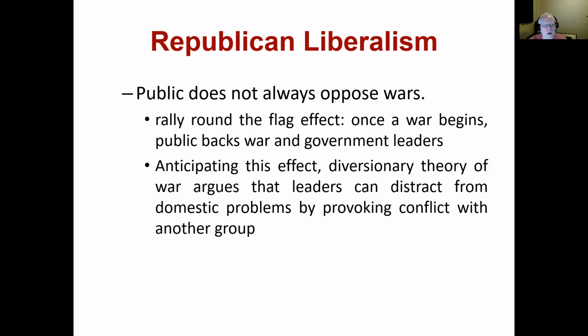Now, one of the arguments within Republican liberalism has often been that wars are less likely in democracies because the public opposes wars, and in democracies they have greater say. Just before we get into the democratic piece, it's important to note that the public doesn't always oppose wars. First you have the rally around the flag effect. Once a war begins, members of the public who typically oppose war will usually rally and back the war and the government leaders.